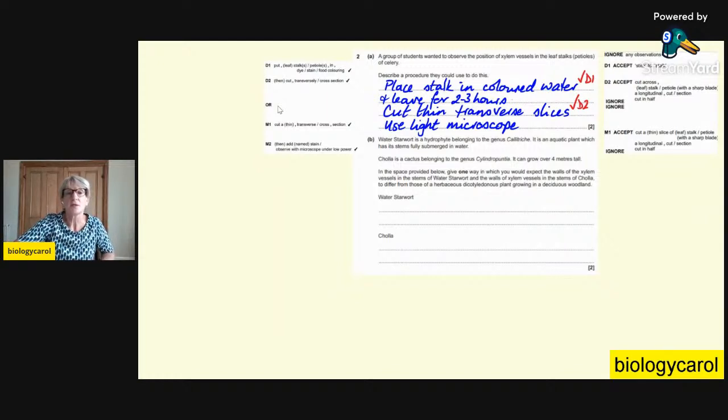Now we get described 2 types of plant. We get described water starwort, which is a hydrophyte, like a water lily, that kind of plant, and a cactus, which of course is a xerophyte. And then it says, give one way in which you would expect the walls of the xylem of water starwort, the hydrophyte, and the cactus, the xerophyte, to be different from a herbaceous dicotyledonous plant.